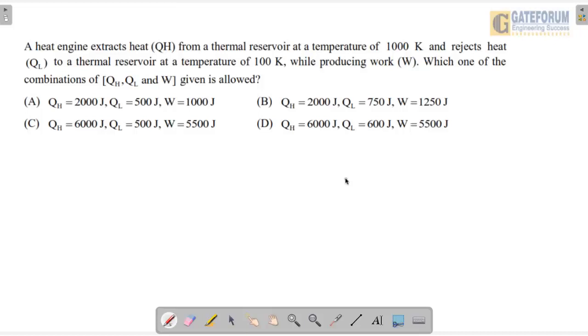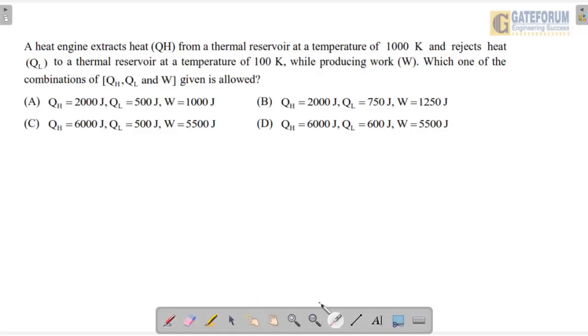In this session, I'm going to discuss basic thermodynamics questions of GATE 22. So let's start doing all these problems, my dear. Very easy problem of heat engine. Which one of the following combinations are allowed? In this problem it is asked. So let's start doing this.